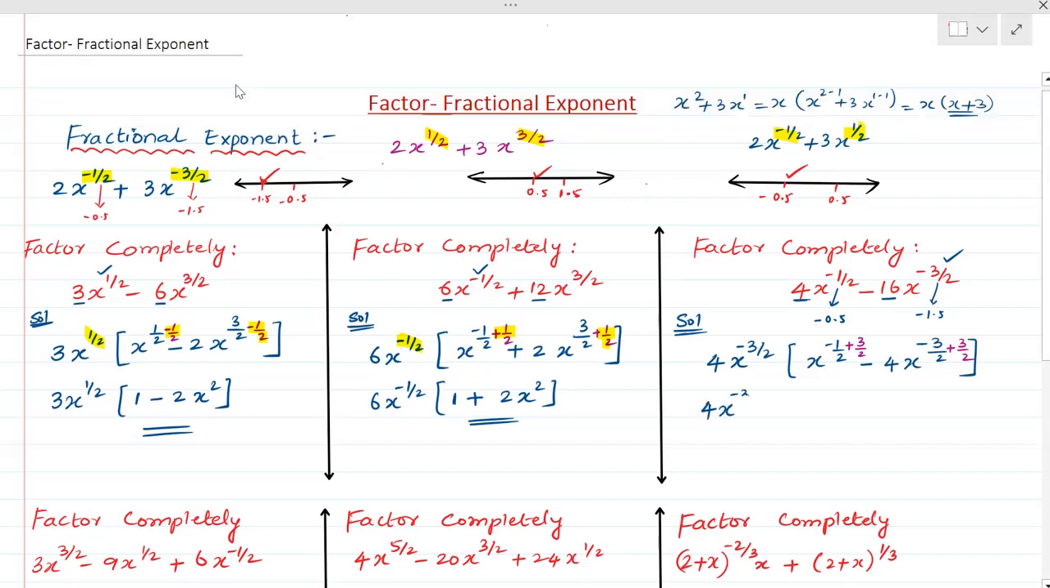4x to the power minus 3 over 2 here. So you will have minus 1 plus 3, which is 2. 2 over 2 is x to the power 1. Minus 4, this is 0. Any power 0 is 1. So therefore you will get only 4. So this is the common factor. So 4 times x to the power minus 3 over 2 and x minus 4 is a complete factoring.